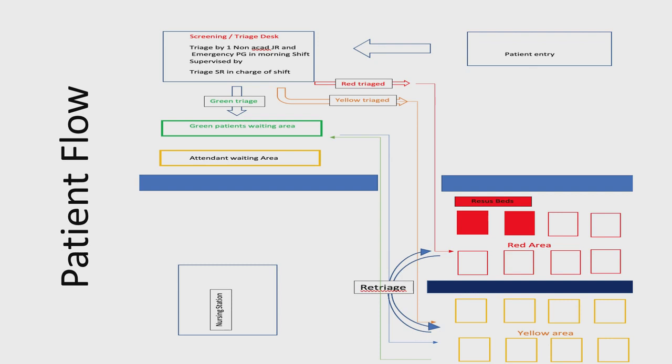It is more of a dynamic process, so it should be continuous. A patient who has been yellow can become sick anytime, so he should be shifted to red. It's not that once you categorize a patient, he remains in the same category always. You have to monitor dynamically and shift them.